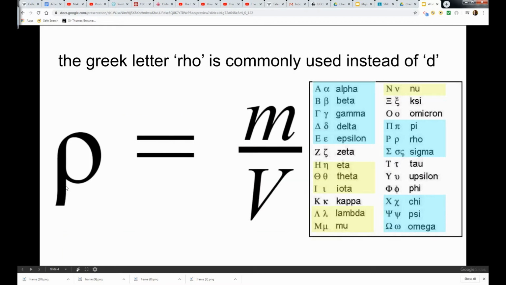Now, I like to use the Greek letter rho. Row your boat. It looks like what you see there. It looks like the letter P, and it's the Greek letter rho. It is also commonly used for density. Why can't I use D? Because if you look it up online, you're going to see rho used all the time.